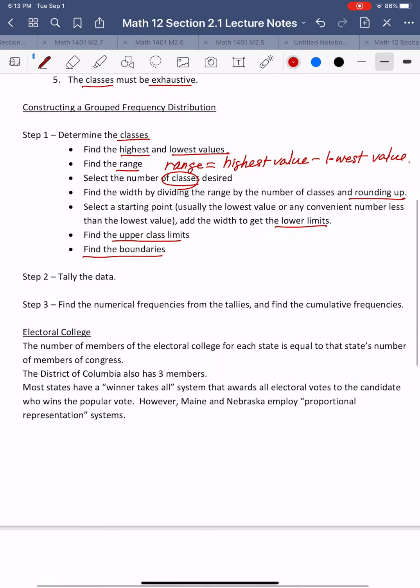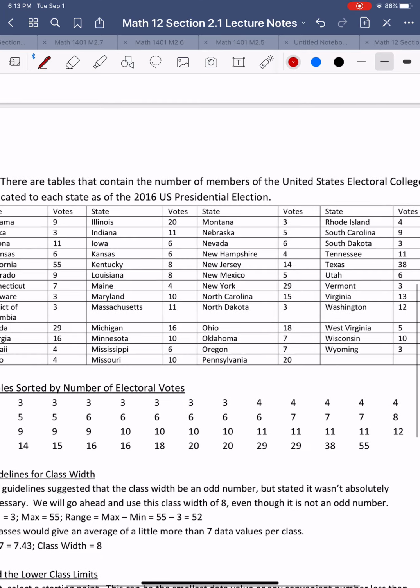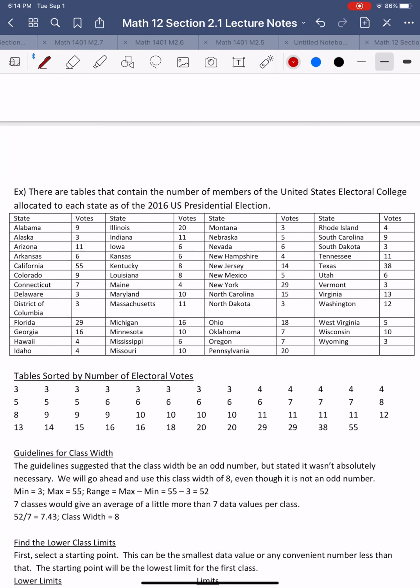We're going to use this example. There is a table that contains the number of members of the United States Electoral College allocated to each state as of 2016.